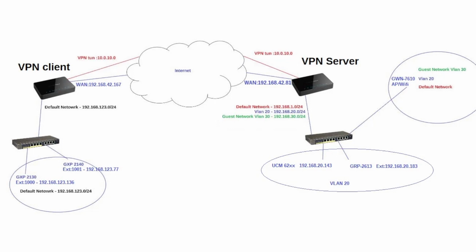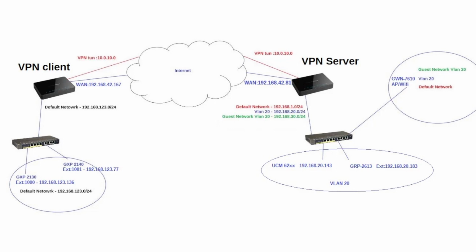To start off, we have to make sure that we identify our WAN ports. I know what you're probably saying: those are local IPs, why don't you have public? Well, first off, I don't want to be advertising my company's public IPs. Second, it's much easier to demonstrate. We have our two routers here, the VPN server on the right and the VPN client on the left. The client has the 42.167 address in blue. The other one has the 42.81, which is our server.